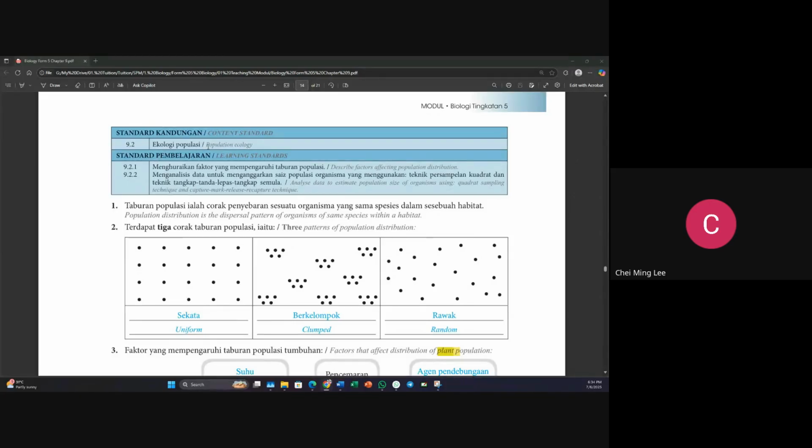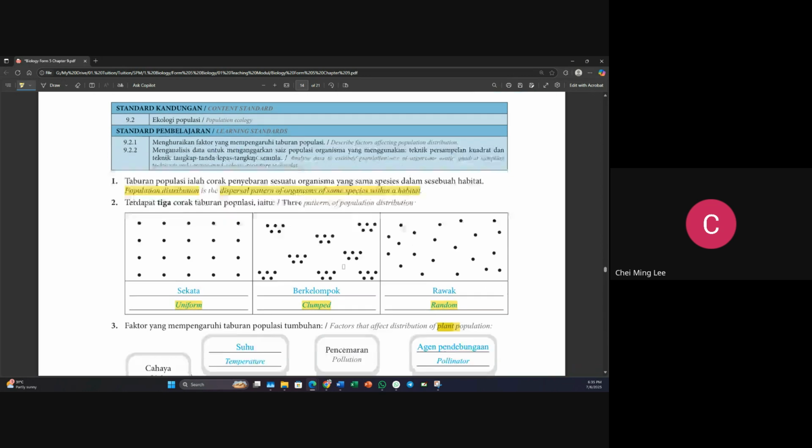See the population ecology. The population distribution, we call it the dispersal pattern of organisms of the same species within a habitat. There are three patterns involved: uniform, where they are scattered uniformly; clump, which means they are like one gang; and random.